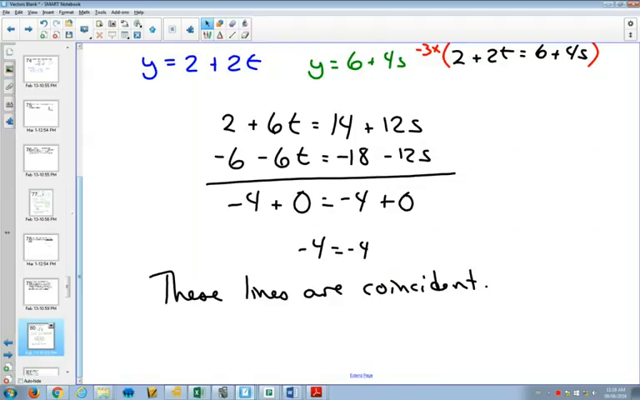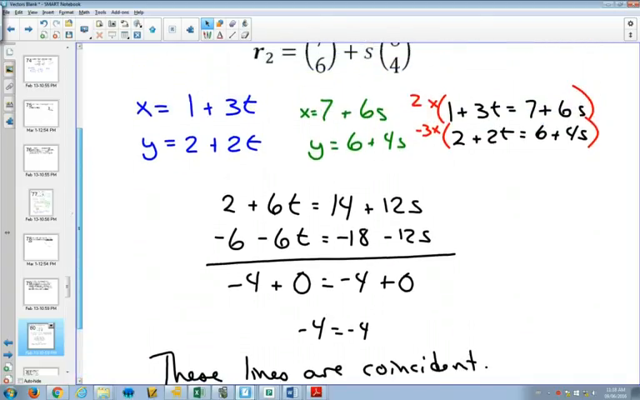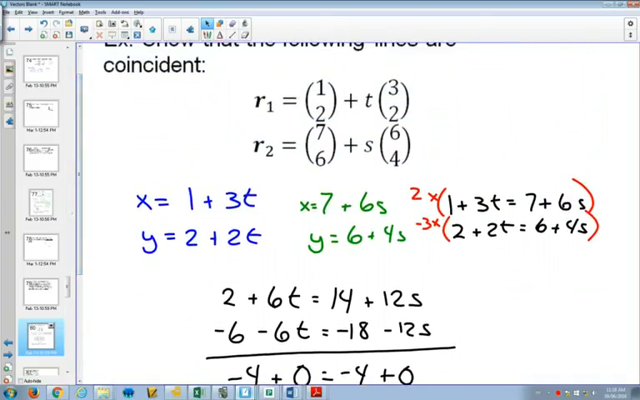So that's one way of showing that two lines are coincident. If you get a statement that's always true, you'll know that they're exactly the same line. The other thing you could do in a situation like this, once you know that they're parallel, is show that the point (7, 6) is on the first line. And if two lines are parallel and they share the same point, then they have to be the same line.